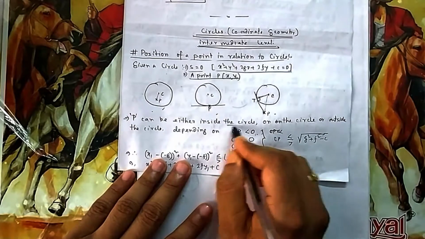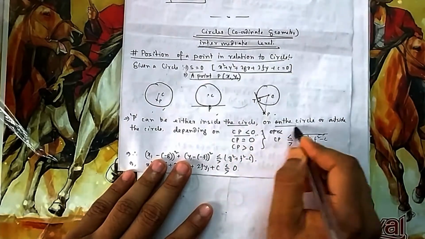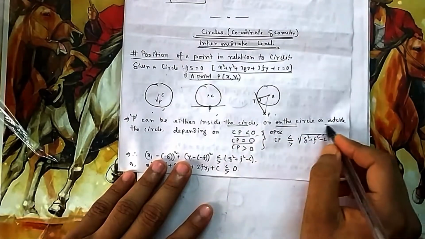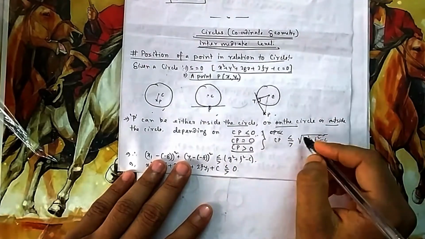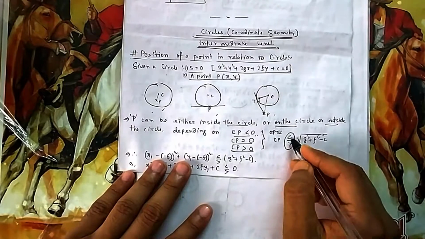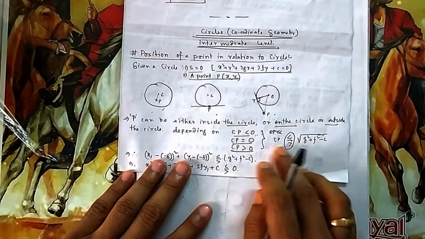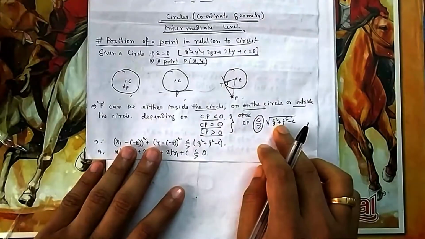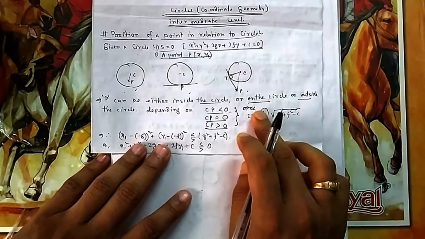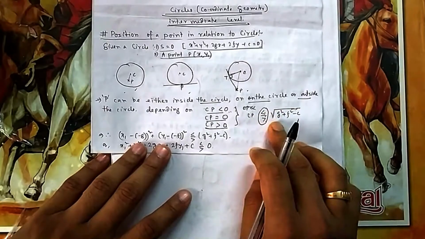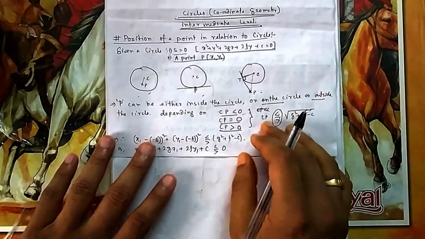So that's what it is. Inside means less than, on the circle means equal to, and outside means greater than, respectively. So these three symbols are given in a single expression: less than, equal to, or greater than. And this is the formula for the radius we have seen from the general equation. So if your CP is less than this, then it is inside. If it is equal to, it is on the circle, and if it is greater than, then it is outside.